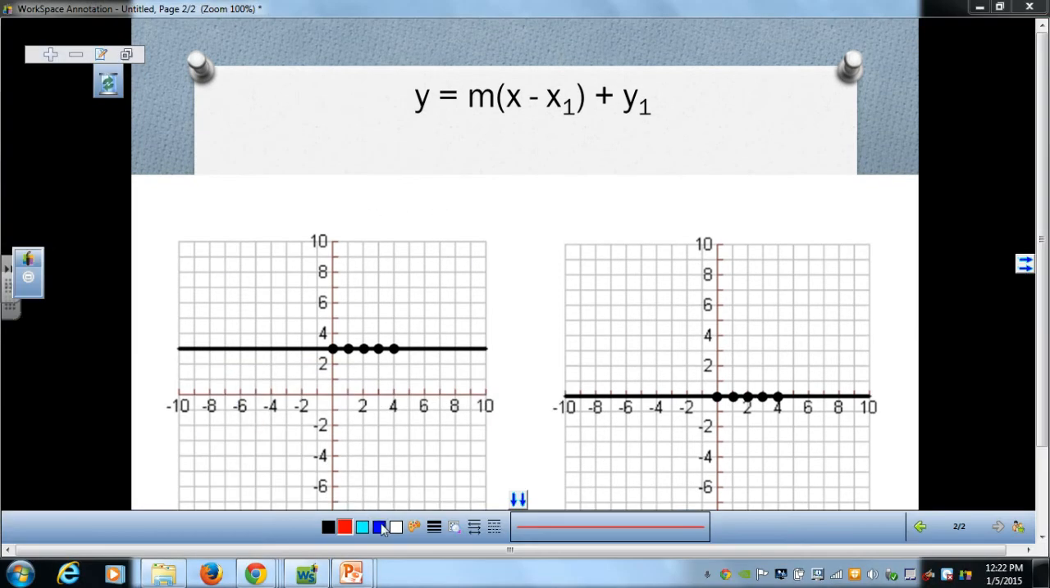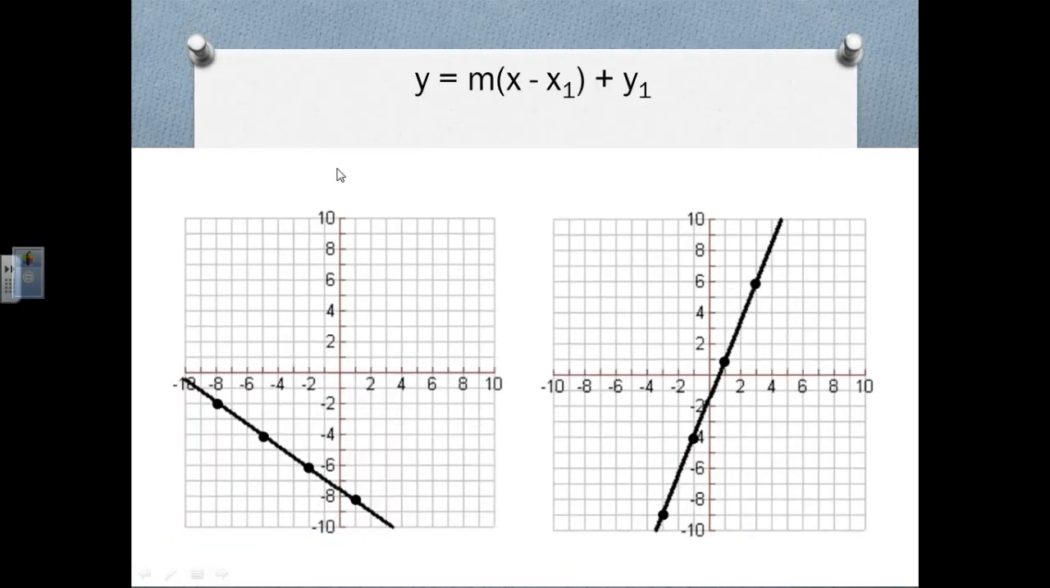All right, so you should have come up with an equation for this example of y equals 3. And for the second example here, you should have ended up with y equals 0. All right, so there's a couple of examples of our horizontal lines. Now let's look at a couple of examples that are not horizontal and do not have a slope of 0.